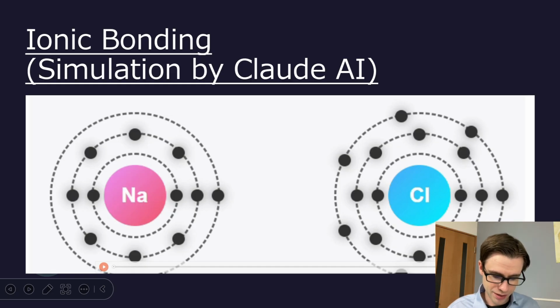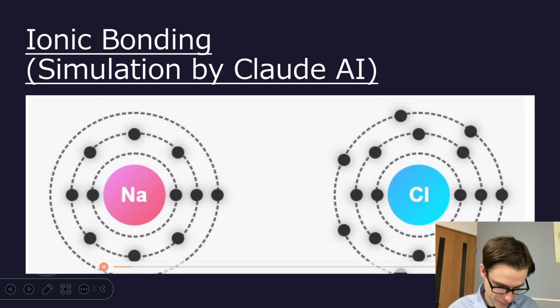Okay, ionic bonding. So, we've said sodium could lose an electron, chlorine could gain an electron. Well, what's going to happen if sodium loses its electron to chlorine? Maybe they collide, and a transfer of an electron happens. I have a little animation made by Claude AI here. Hope I can show.